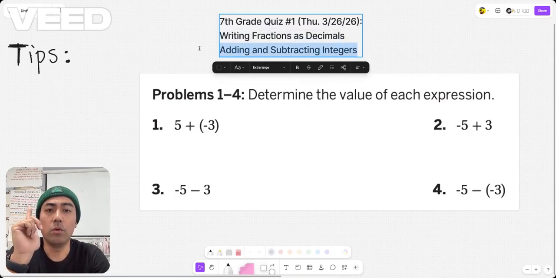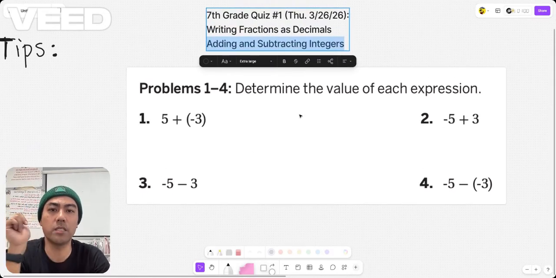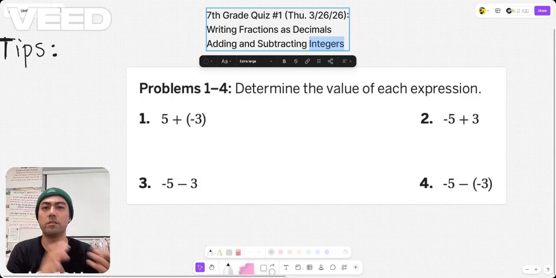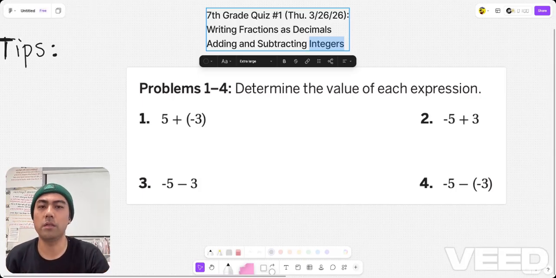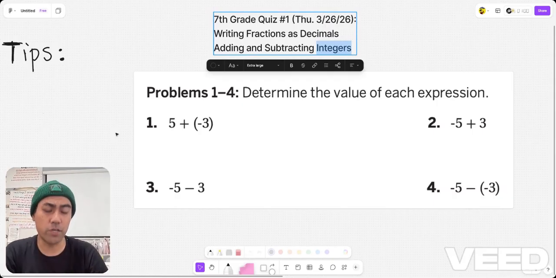This video is going to be about adding and subtracting. You see subtraction here. This is about adding and subtracting integers. Integers are basically whole numbers like 0, 1, 2, and 3. Okay, so on the side, I'll be writing some tips as well. Let's take a look at the first problem.